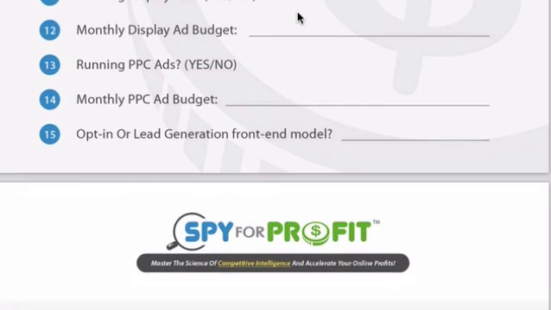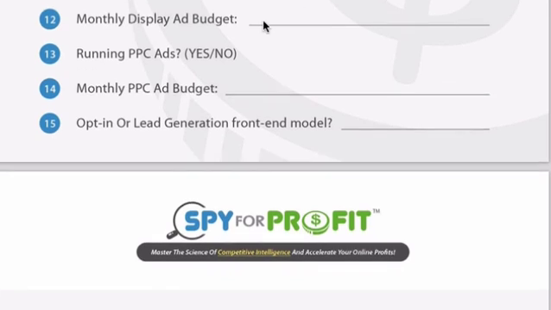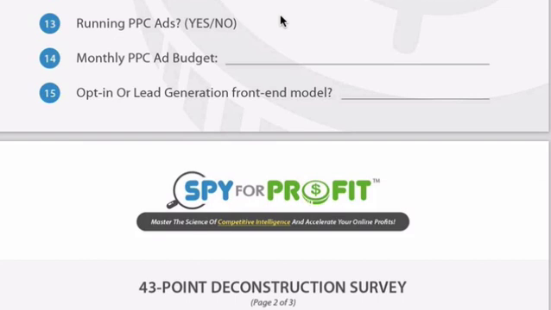Number 11, are they running display ads? Yes or no? We can see that in a tool like AdBeat. We can also find number 12 here, their monthly display ad budget. We want to know what their monthly ad budget is. We want to know how much they're spending. Certainly, we don't want to try to compete with a company that has $1 million a month or more they're spending on ads.